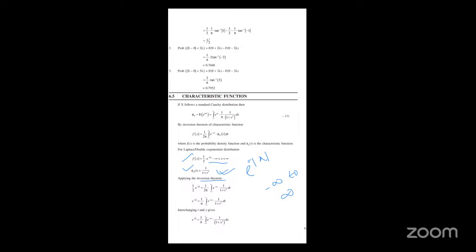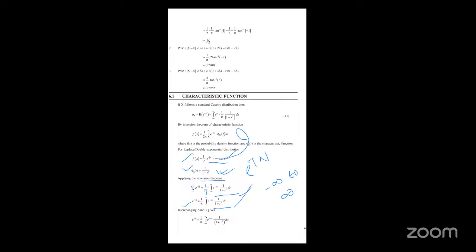For this, we again use the inversion theorem, which comes in the backward direction. So 1 by 2 pi into integration from minus infinity to infinity of e power minus itx into 1 by 1 plus t square into dt. Here the 2 can be cancelled easily, so e power minus mod x equals 1 by pi into integration from minus infinity to infinity of e power minus itx into 1 by 1 plus t square dt.